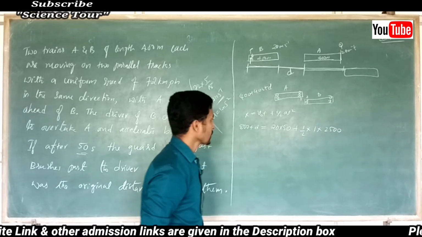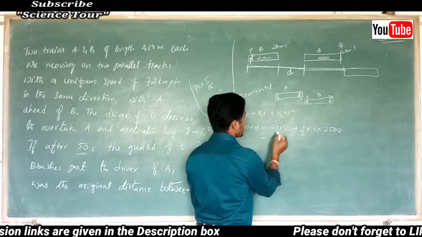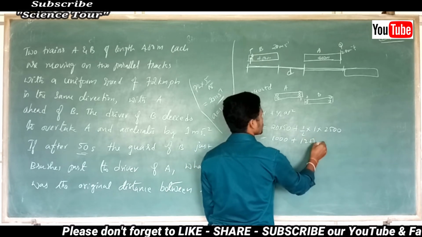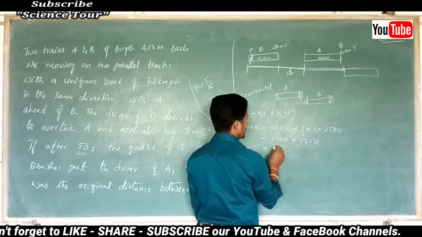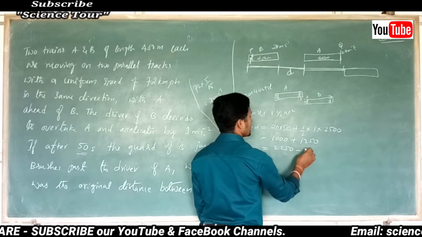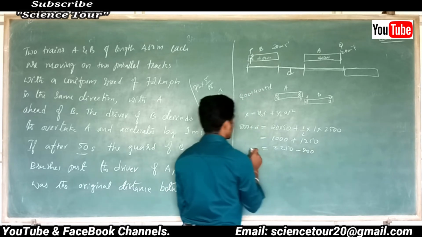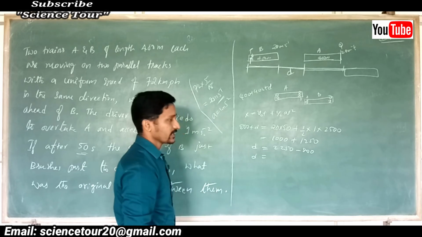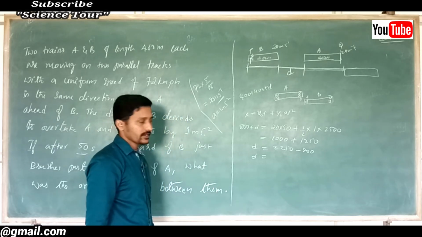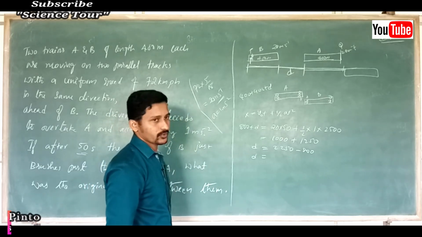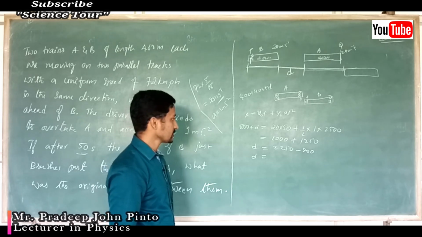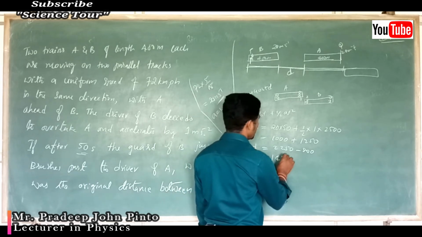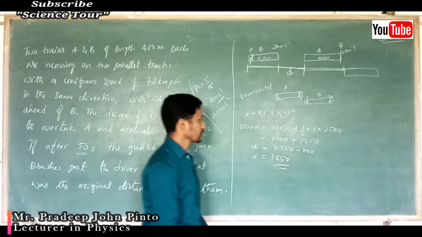2500, isn't it? So this is nothing but 1000 plus half of 2500, that is 1250. So you are going to get 2250 minus 800, and this is nothing but D. So D is equal to how much? 2250 minus 800, you are going to get 1450.